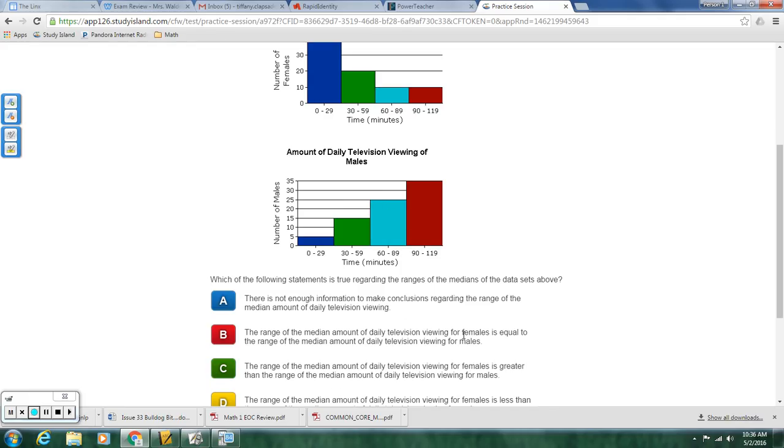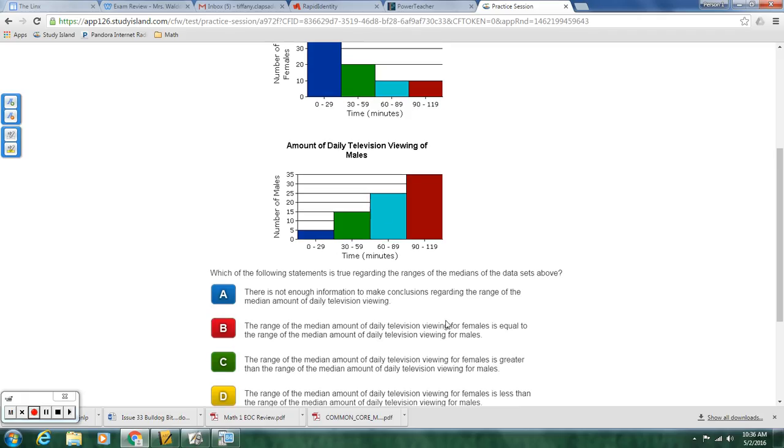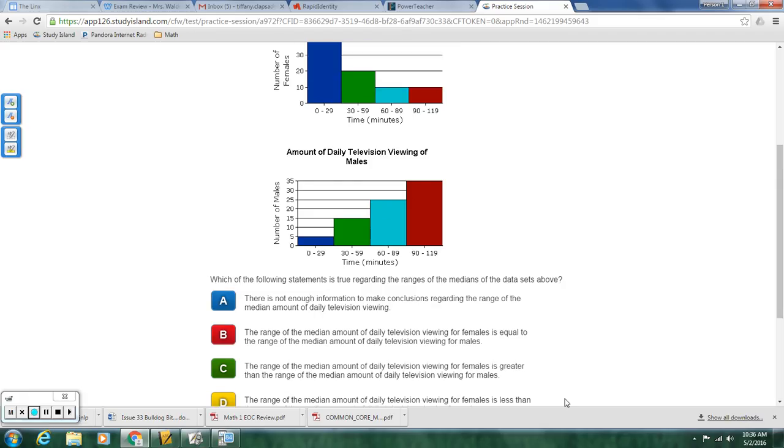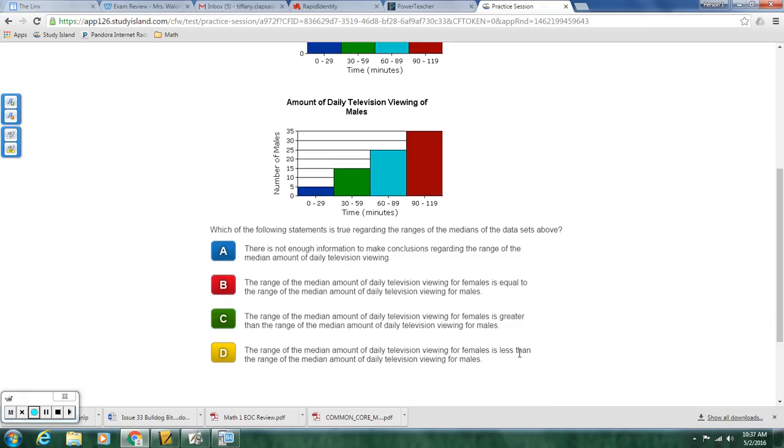Alright, there's not enough information to make conclusions regarding the range of the median amount of daily television viewing. Yes or no? Did we just calculate the median? Okay, so was there enough information? Okay, well, the range of the median amount of viewing for females, this one's females on top, this one's males on bottom, is equal to the range of the median, right? C says is greater than. And obviously D says females is less than. D?